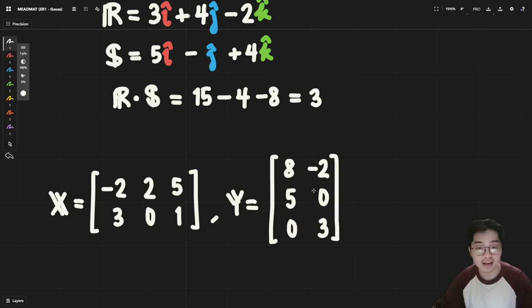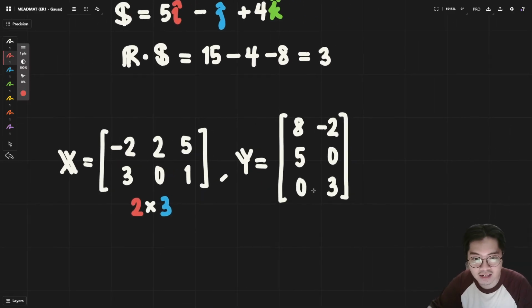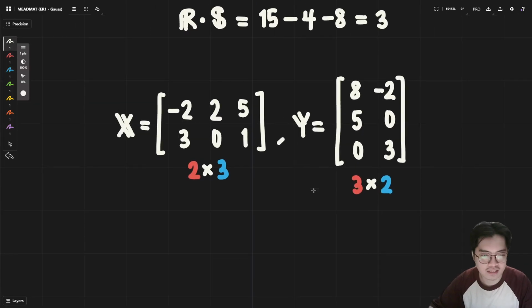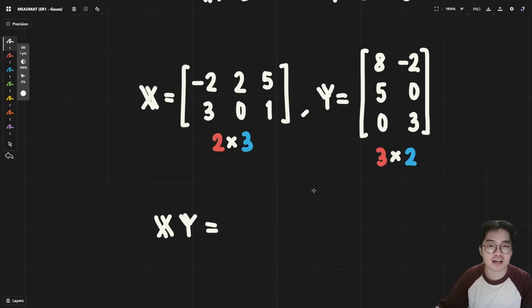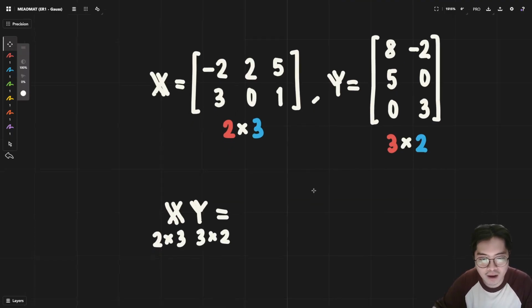X, to be clear, is going to be 2 rows, 3 columns. Y, on the other hand, is going to have 3 rows and 2 columns. So we have 3 times 2. You can only perform matrix multiplication if, say you want to get the value of X times Y, you look at their sizes. X is a 2 by 3, Y is a 3 by 2. Matrix multiplication is only possible if these middle two numbers are the same.